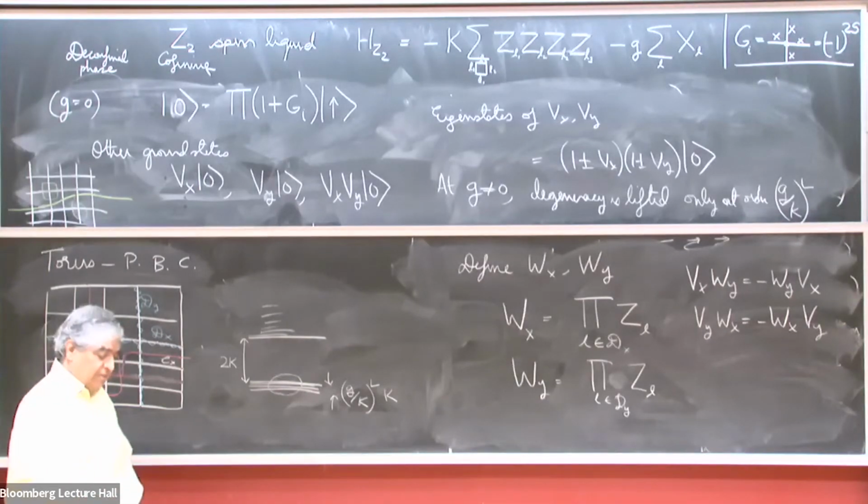I have a simple question. Yes. So when G equals 0, we have 4 topologically degenerate ground states on the torus. Yes. So are these ground states in one-to-one correspondence with the anyon excitations above the ground state?